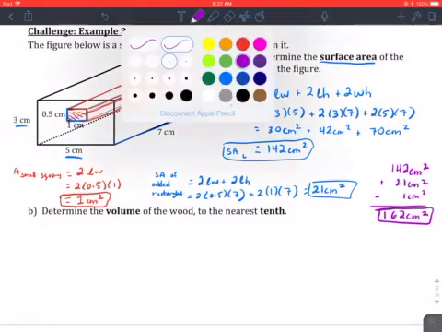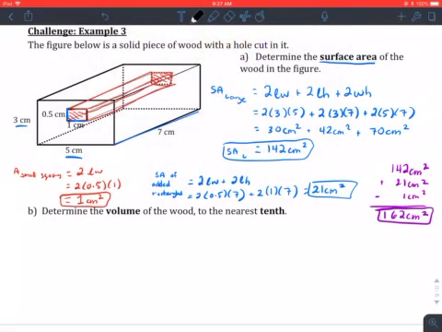And now let's look at the volume. Volume is going to be much, much easier to work with, as it usually is. Surface area is generally the more difficult question. So if we're asked to determine the volume, again, we're going to look at the large prism and the small prism. So since the small prism technically is not there, we're going to find the volume of it and subtract it from the volume of the large prism.